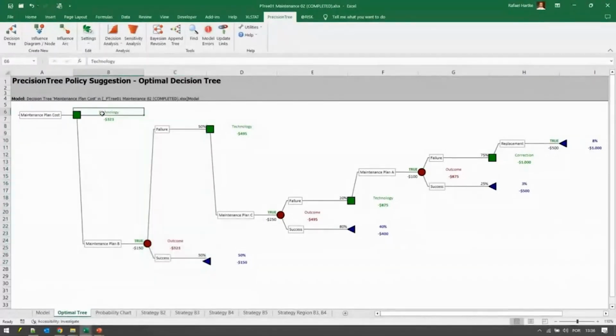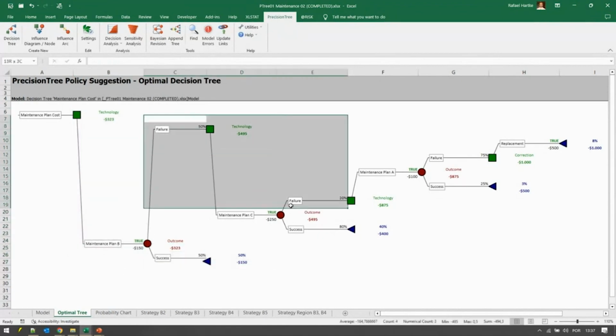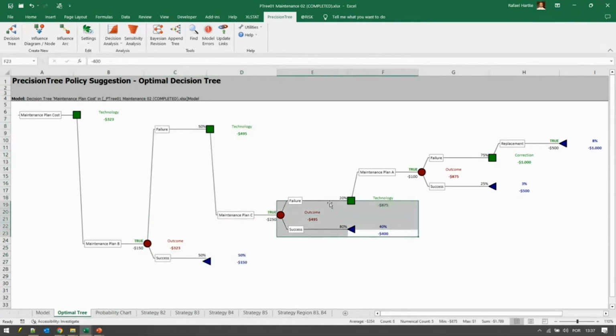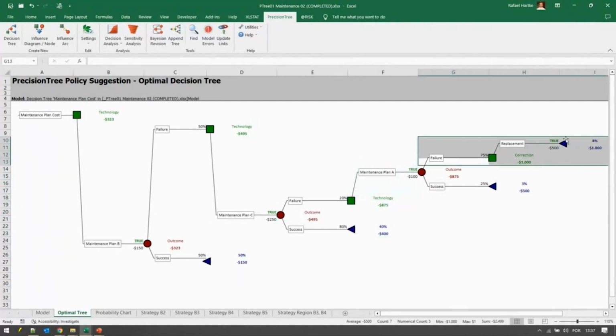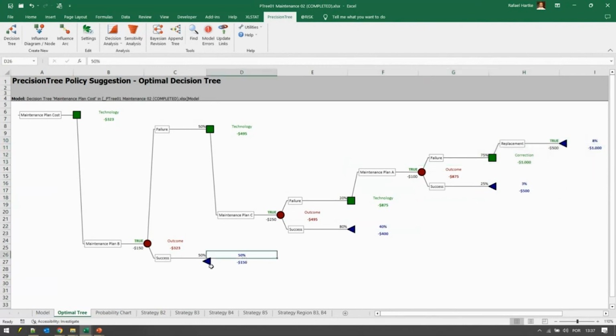But then it gives you an idea of how you will react. What's the recipe for success here? So follow on with plan B. If it succeeds, you stop. If it fails, you continue with C. If you succeed, you stop. If it fails, you continue with A. If it succeeds, you stop. If it fails, you replace. And then you have all the possible results that this plan may yield.